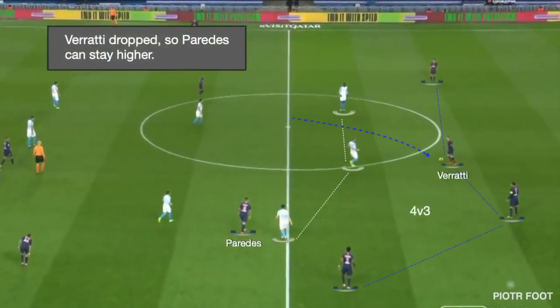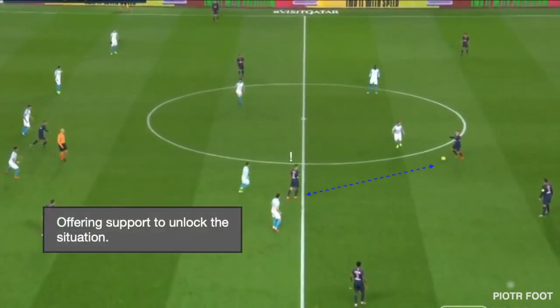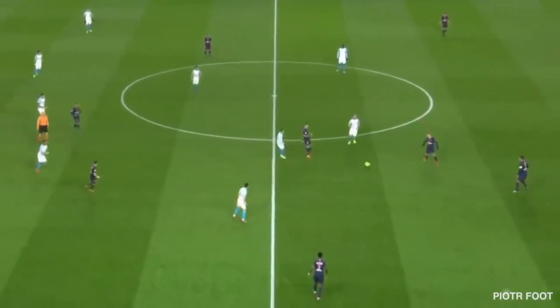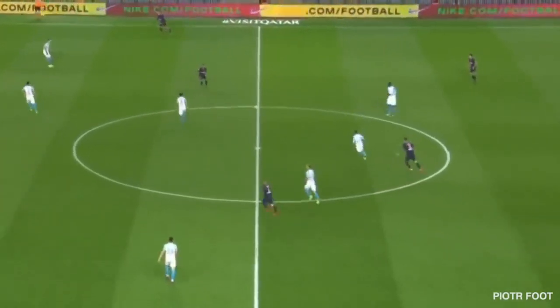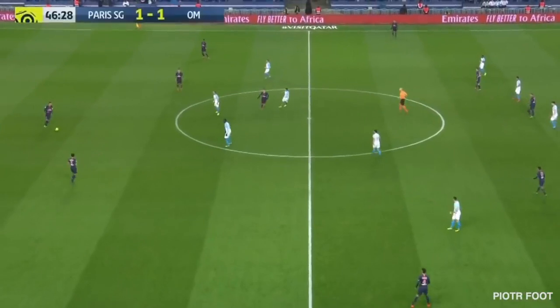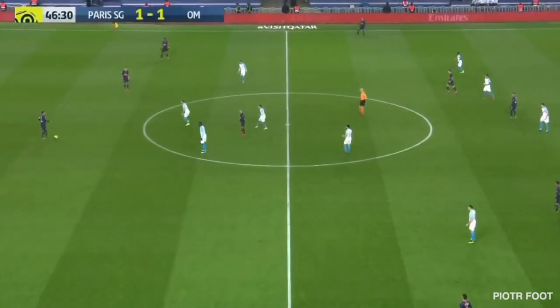There was quite a lot of rotational movement between Paredes and Verratti, with the same purpose of tactical balance. And here Paredes offers support to unlock the situation. Paredes drops, Verratti higher, and the situation is under control. Numerical superiority is a very simple yet key principle to positional play.